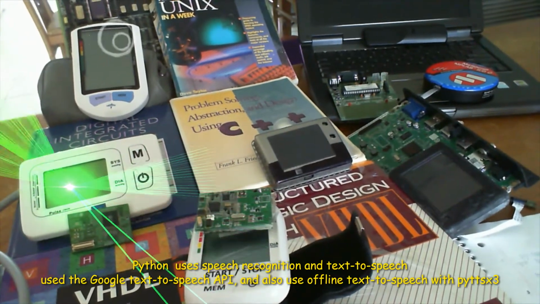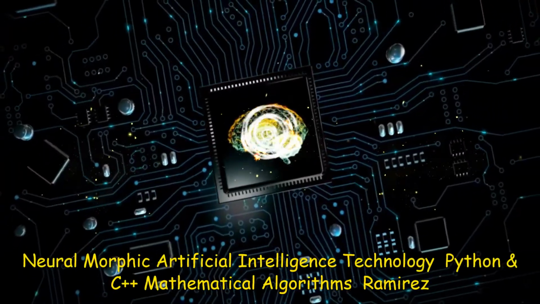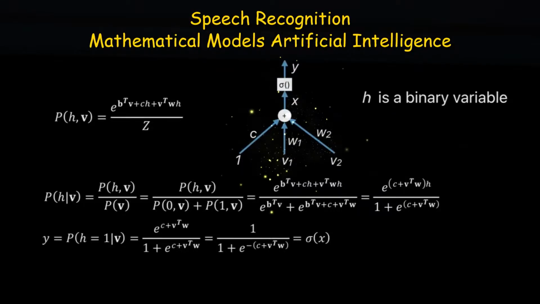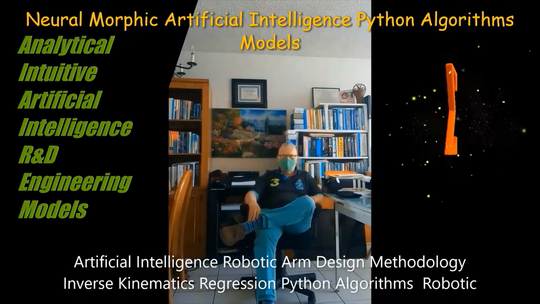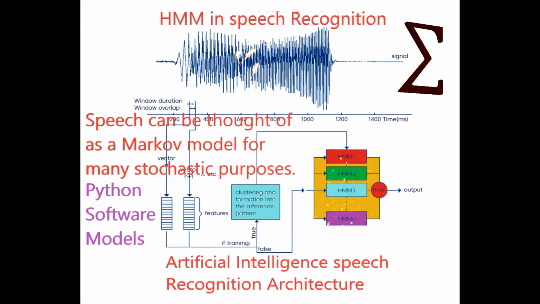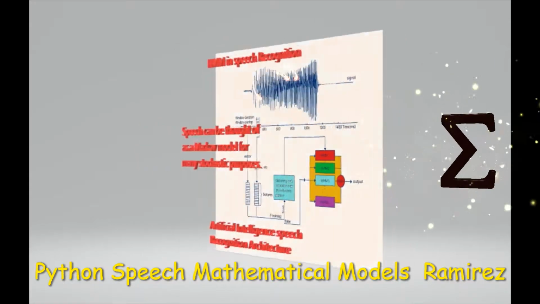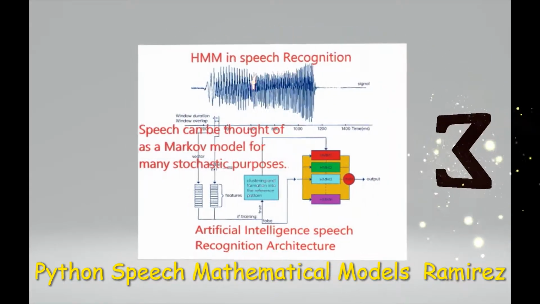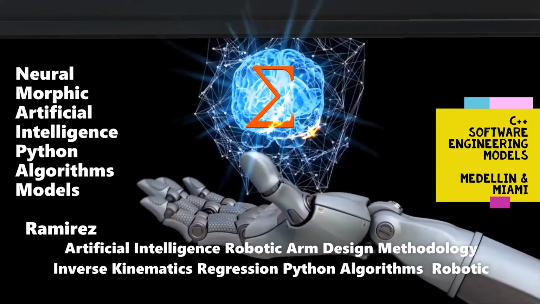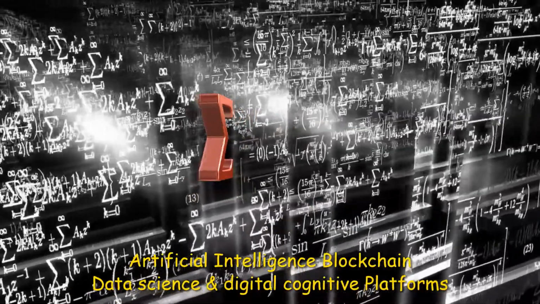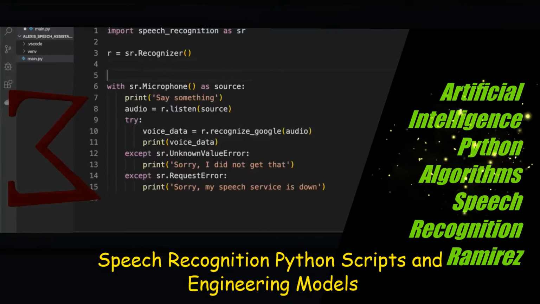In this video presentation, I will discuss speech recognition systems based on hidden Markov models. These are statistical models that output a sequence of symbols or quantities. HMMs are used in speech recognition because a speech signal can be viewed as a piecewise stationary signal or a short-time stationary signal. On a short time scale, that is 10 milliseconds, speech can be approximated as a stationary process. Speech can be thought of as a Markov model for many statistical purposes.